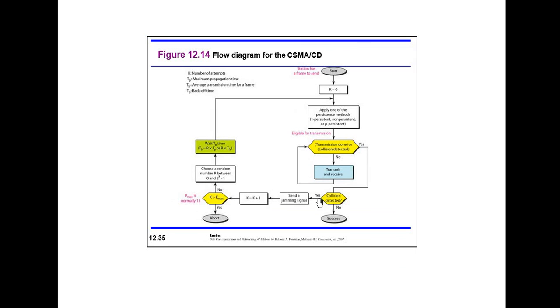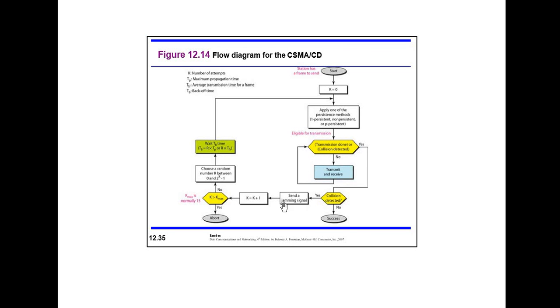So the CSMA/CD protocol flow diagram. Start, the number of attempts. Apply any one of the persistent methods: 1-persistent, non-persistent or p-persistent method. Transmission done or collision detection? If no collision is detected, the transmission is done and the data is successfully transmitted. If not, transmit and receive is repeated.